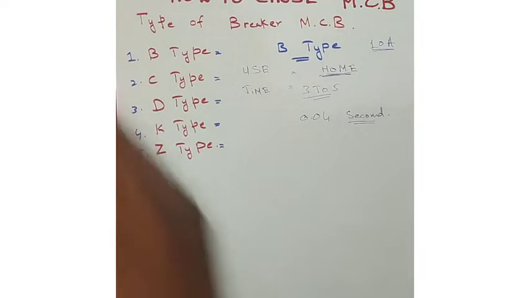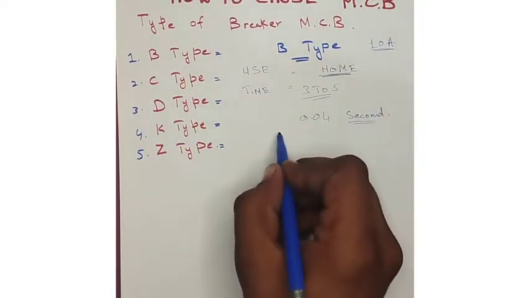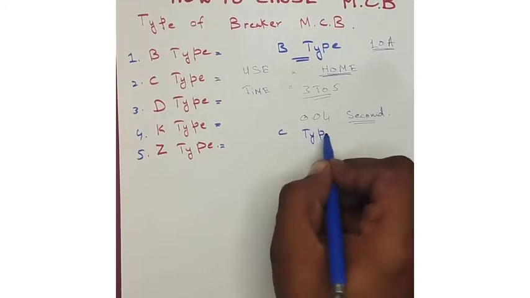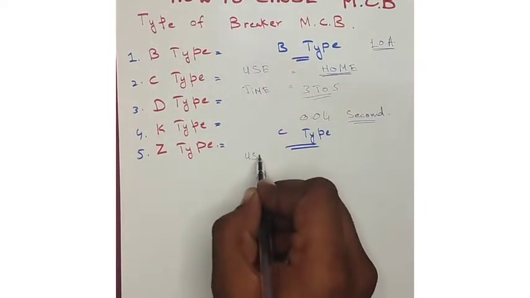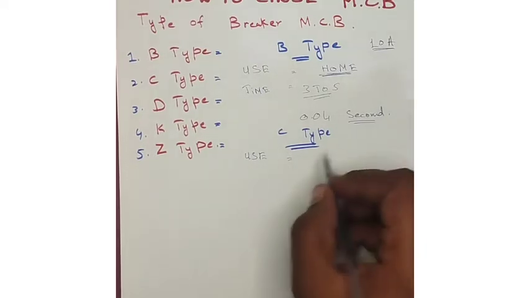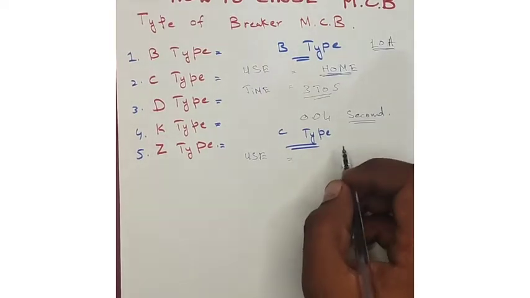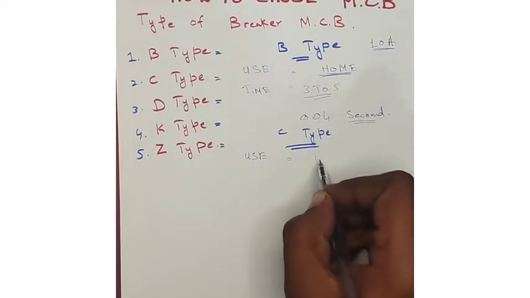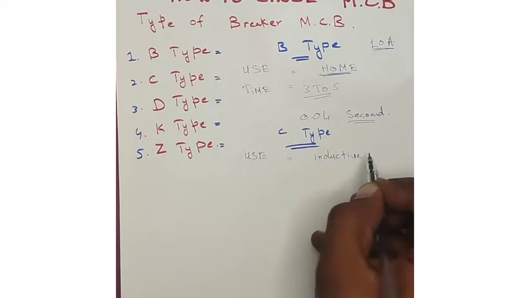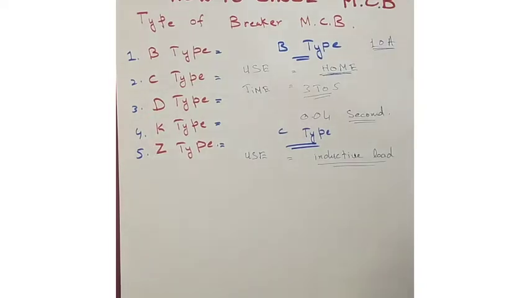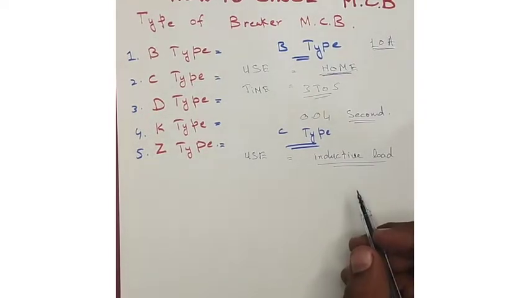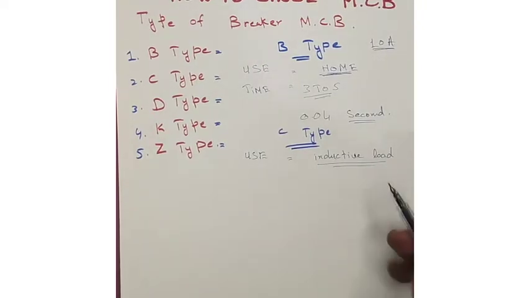So friends, now we discuss the next class of breaker. This is C class. Friends, first we will discuss the usage of the C type breaker. This breaker we normally use for inductive load. And you know very well, inductive load is normally called motorized load. If you use your electricity in induction motors or other types of motors, you will use C type.